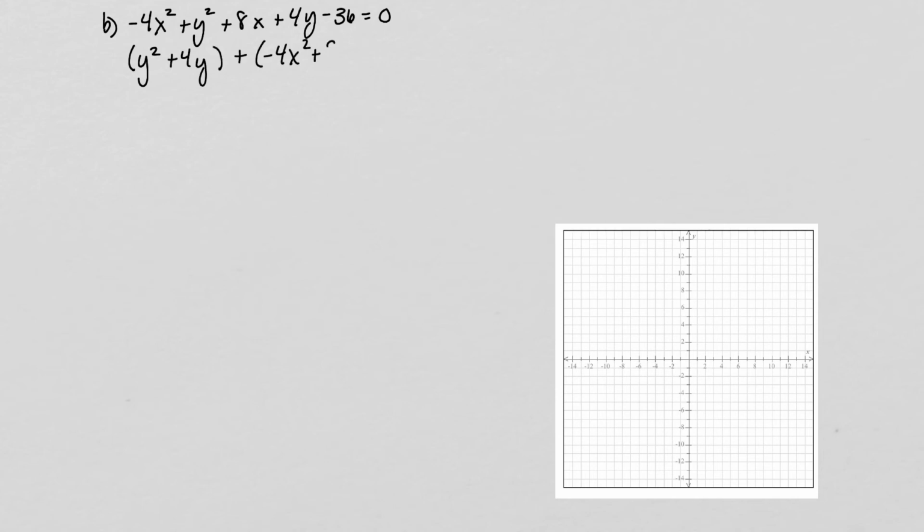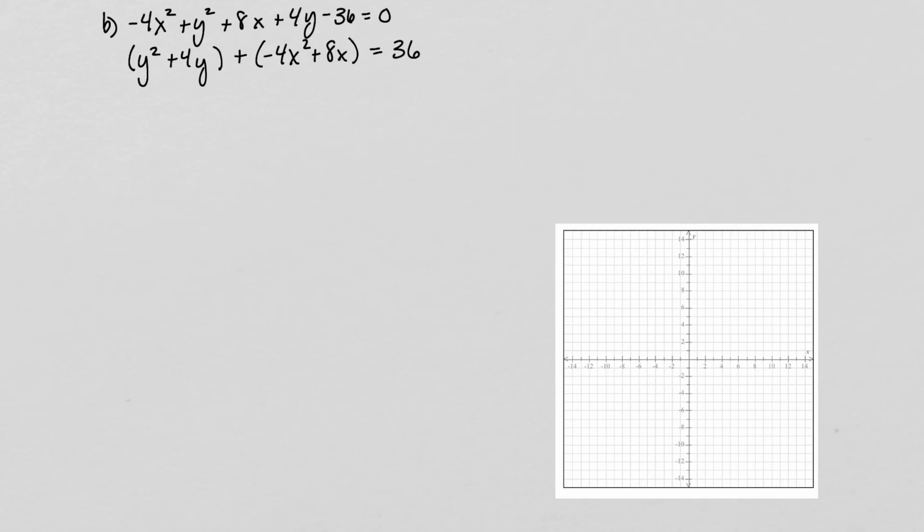Okay, so next: negative 4x squared plus y squared plus 8x plus 4y minus 36 equals 0. So again, I'm going to group my x's together. I'm going to group my y terms together. Anything that doesn't have an x or y, I'm going to move to the other side. Since this time the y squared term is what's positive, I'm going to start with the y terms. We're going to have y squared plus 4y plus minus 4x squared plus 8x. Move the 36 to the other side, equals 36.